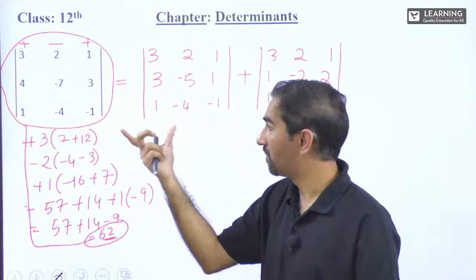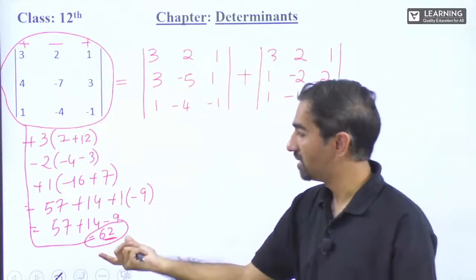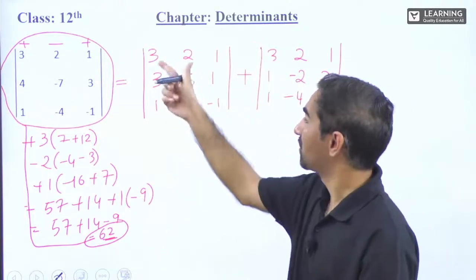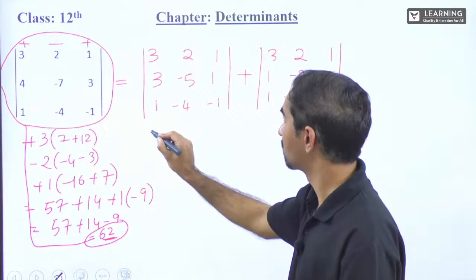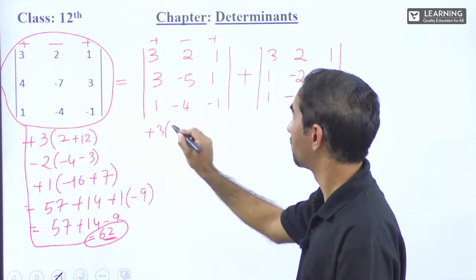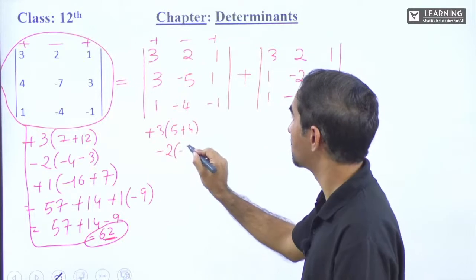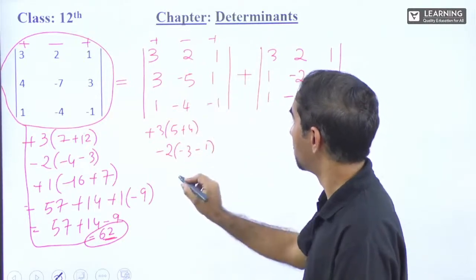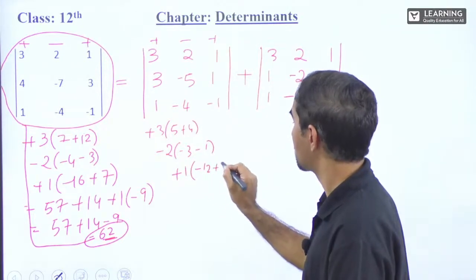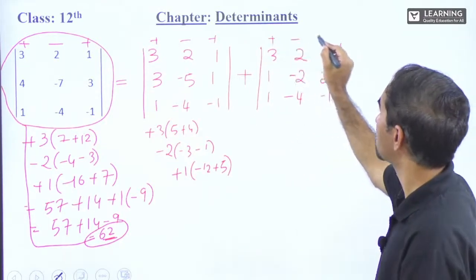Now what we'll do, we will find out the value of this determinant and also this determinant. When we add these two determinants, we have to get 62 as our answer. So this is what property 5 is all about. Alright, so let's find out the determinant of this. So here we'll write plus, minus and plus. So plus 3 of 5 plus 4, minus 2 of minus 3 minus 1, and plus 1 of minus 12 plus 5.